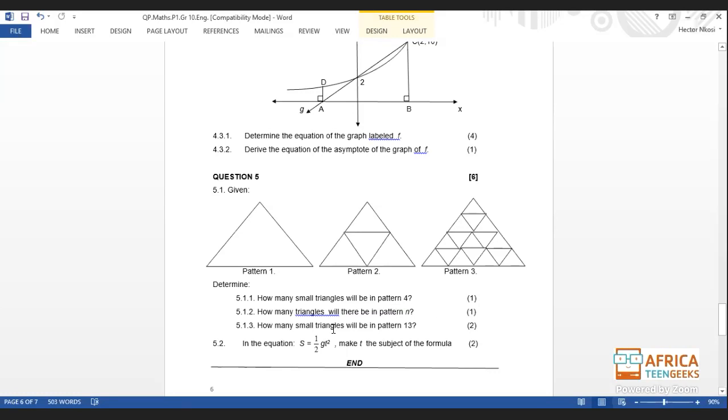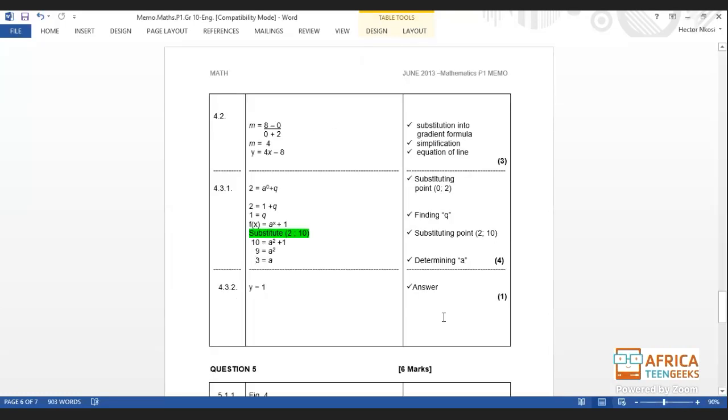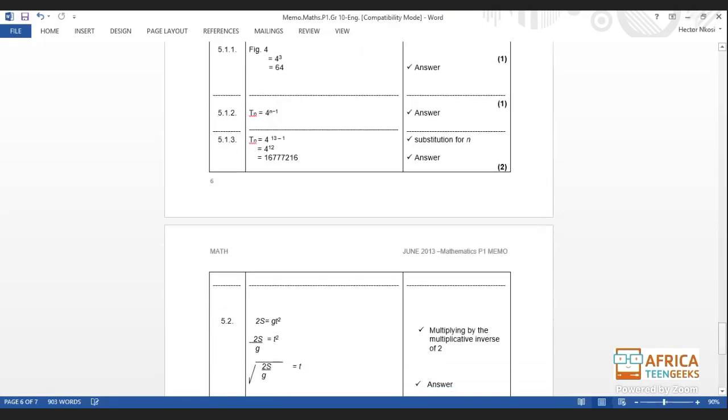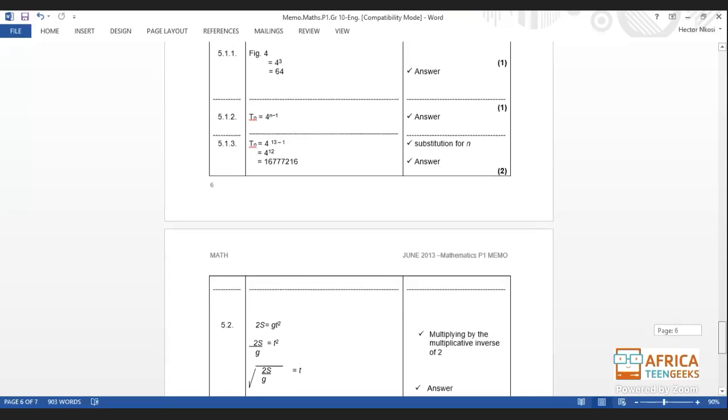They want the nth term. How many small triangles will be in pattern 13? They want T13 once we've got the nth term. Then in the equation S, okay, we'll do this one separately. I just want to take you through this one. I can see Kamogelo says pattern 4 is 20. Very good. Let's check.